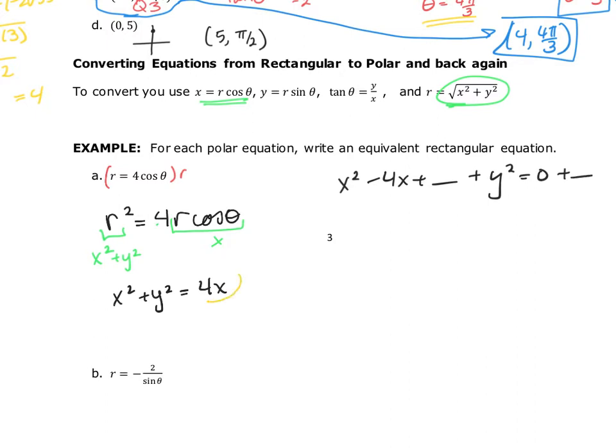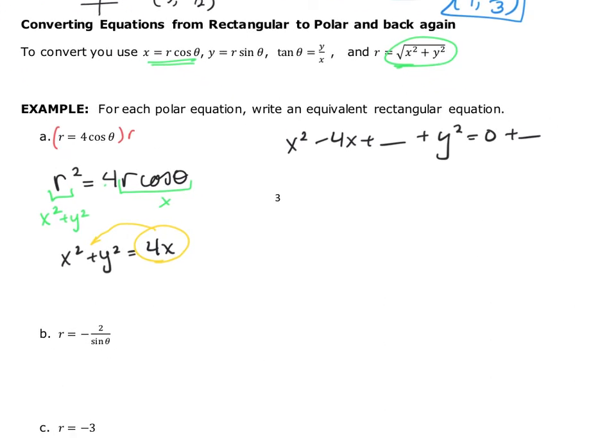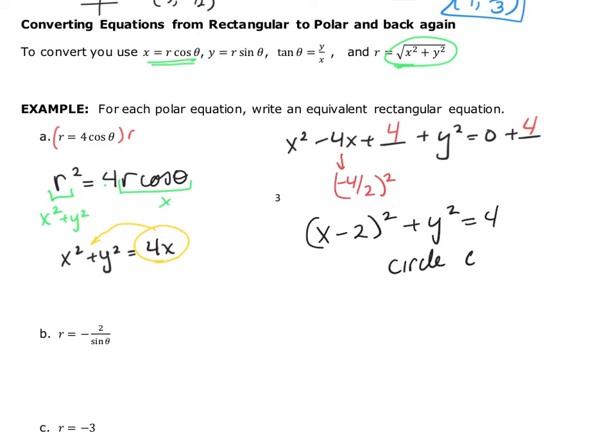What I had to do is bring this 4x to the other side so I can get it with my x. I'm going to complete the square by taking this -4, dividing it by 2, and squaring it. So I have 4 here and 4 here. So my equation is x minus 2, the quantity squared, plus y squared is equal to 4. This is a circle with its center at (2, 0), with a radius of 2.